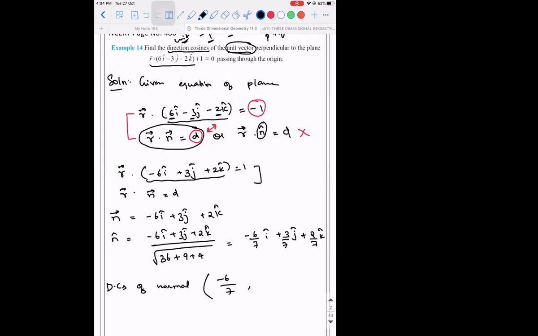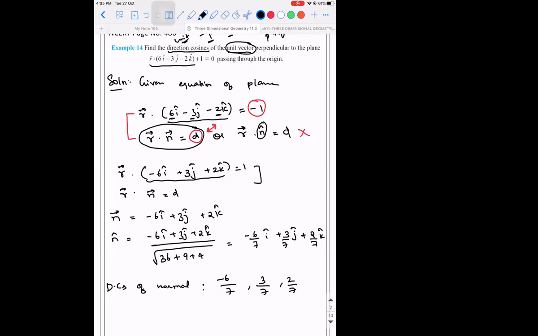Minus 6 by 7, 3 by 7 and 2 by 7. Don't put it within a bracket. If you put it within a bracket, it is understood like a point. Guys, am I clear with this? Yes, sir. Okay. So please make a note of all the important points I'm stressing upon.